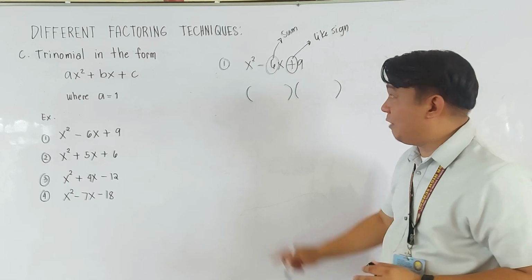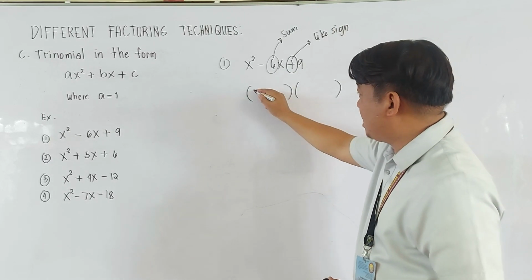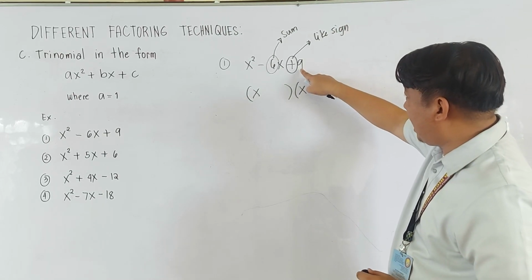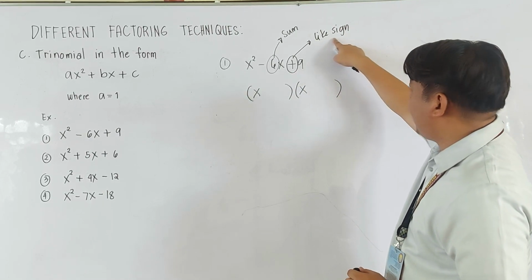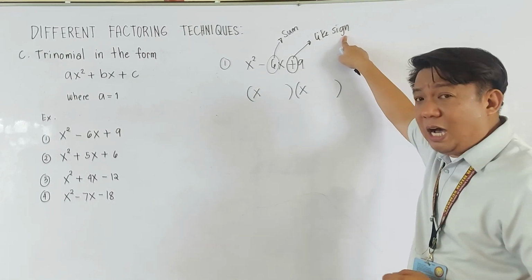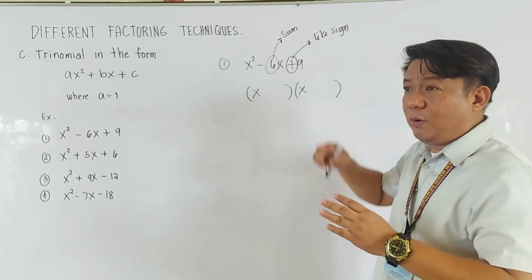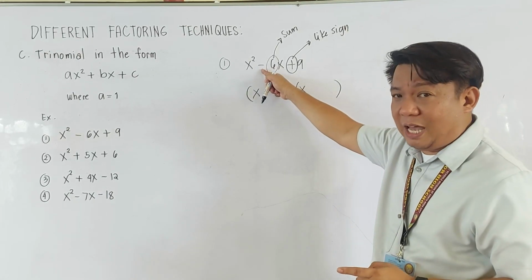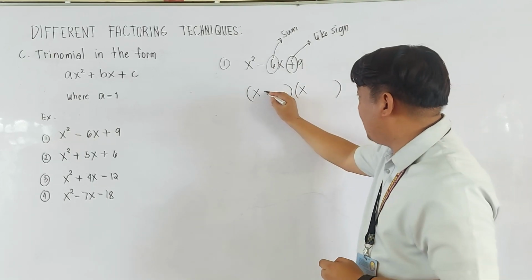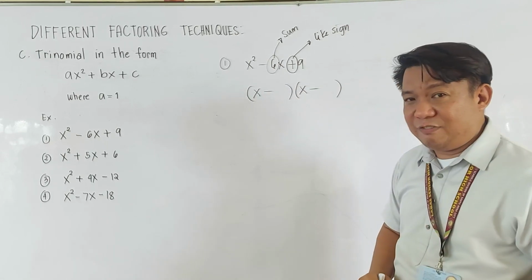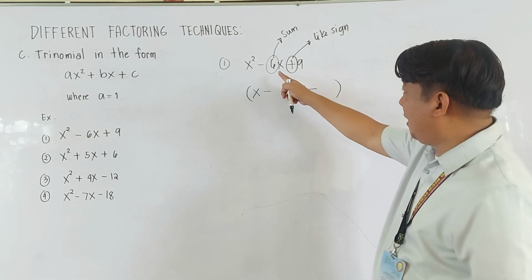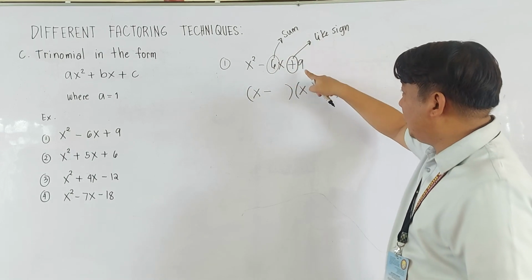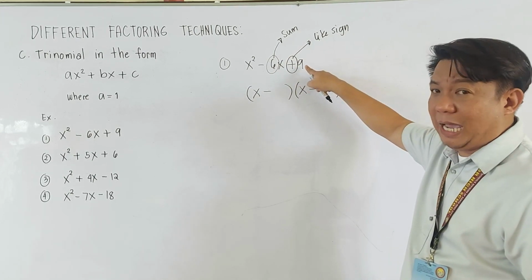Okay? And then, i-factors muna natin ang x squared, which is x and x. Alright? Now, sabi natin kanina na pag ang sign ng last term ay positive, magkaparehong sign, like sign. Ang tanong, anong sign na gagamitin natin? Parehong positive ba o parehong negative? So, kung ano yung sign ng gitna, yun yung sign na gagamitin natin. Ibig sabihin, pareho silang negative.